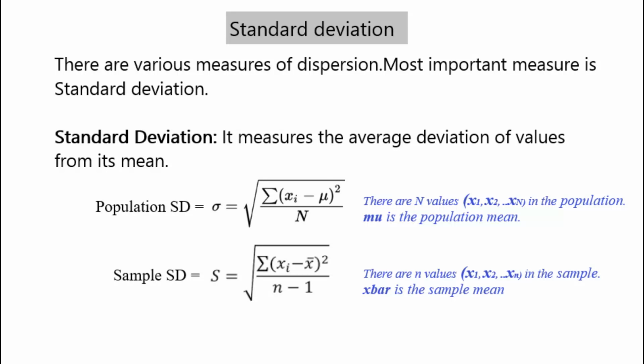See the formula. The first one is the population standard deviation, or population SD. There are n values, x1, x2, up to xn, in the population, and mu is the population mean. The second one is the sample standard deviation, or sample SD. There are n values, x1, x2, up to xn, in the sample, and x-bar is the sample mean.